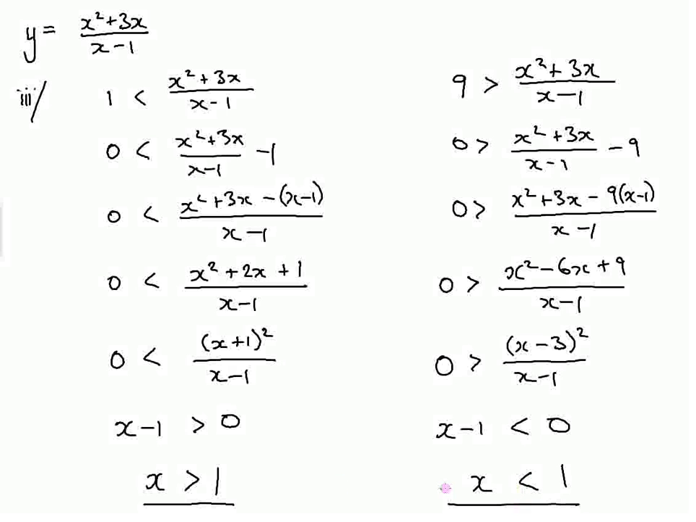So that means it's impossible for y to be between 1 and 9, because if y is bigger than 1, then x is bigger than 1, and if y is less than 9, then x is less than 1. So those two things cannot happen at the same time. Therefore, we can safely say that y does not lie between 1 and 9. Part 4 of this exercise we will do in class.